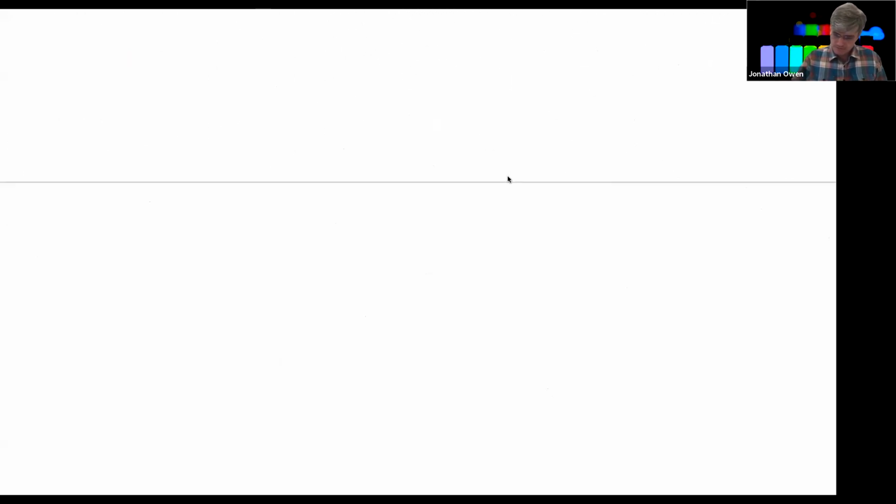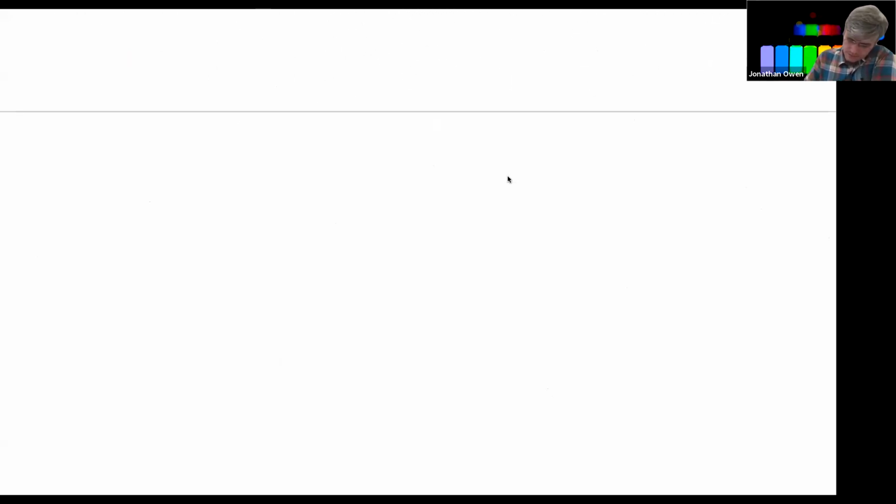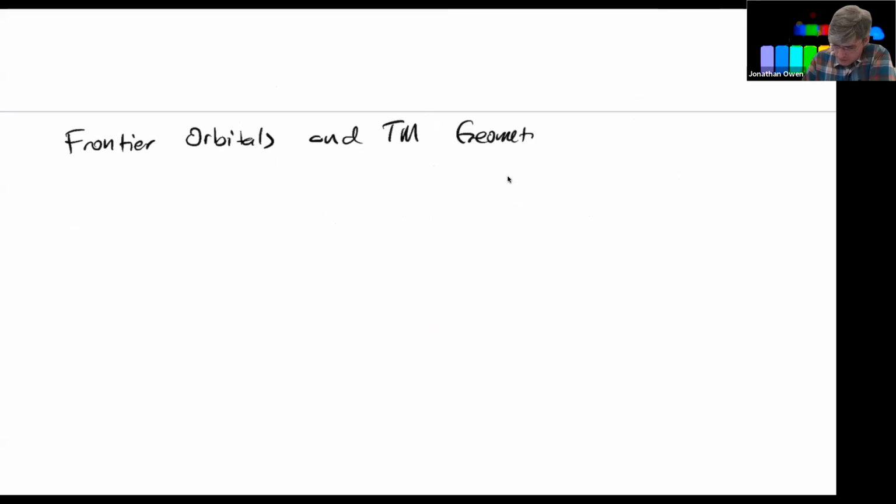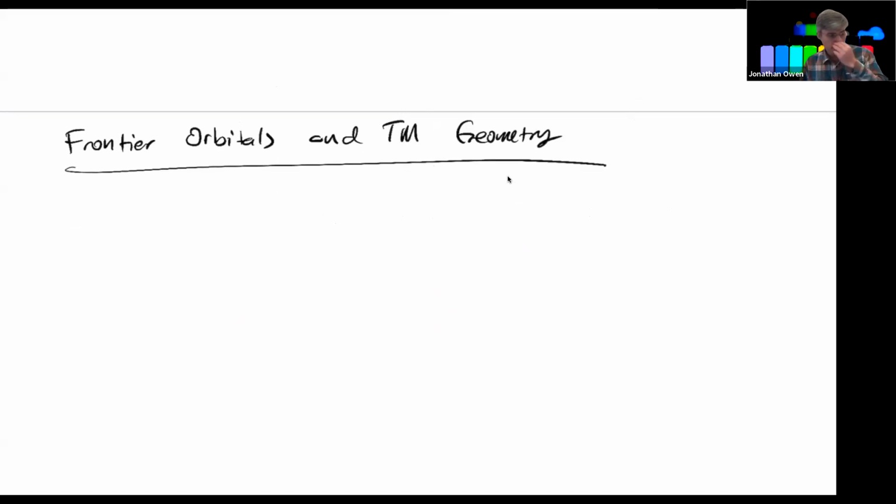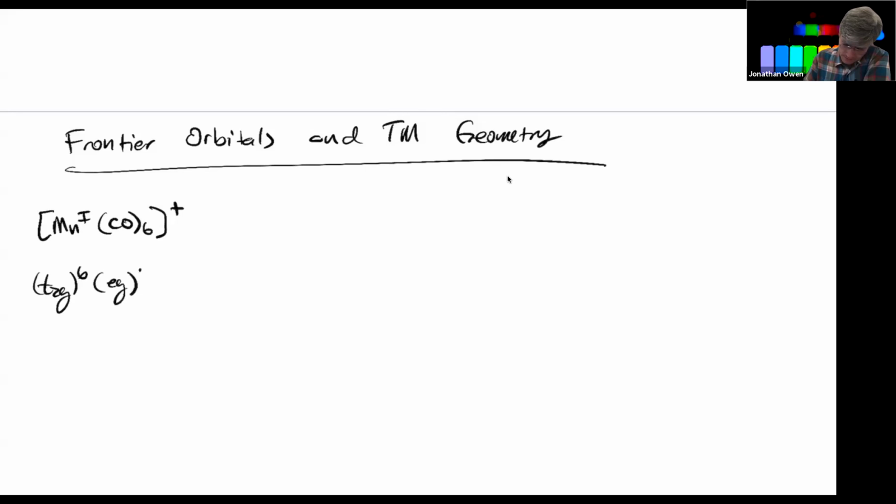All right. Now let's take a look at some frontier orbitals and the transition metal geometry. So we're going to do an example today: manganese hexacarbonyl cation. This guy is t2g6 eg0.